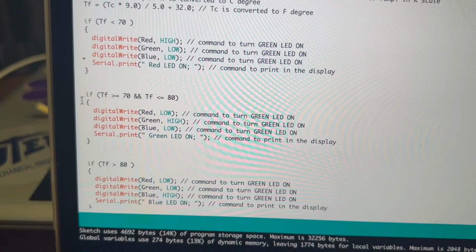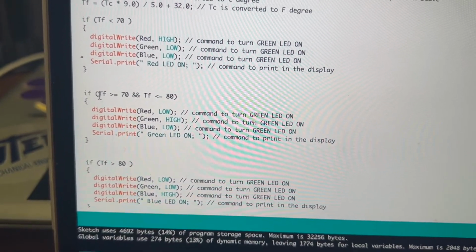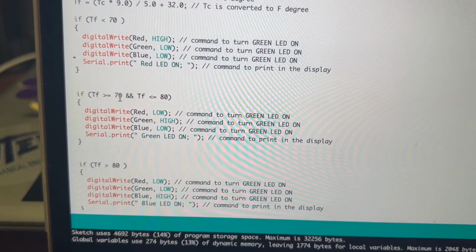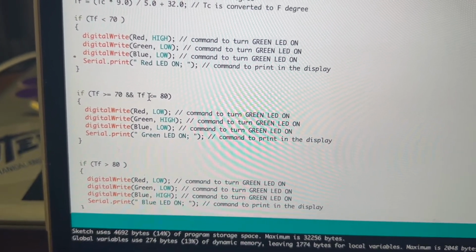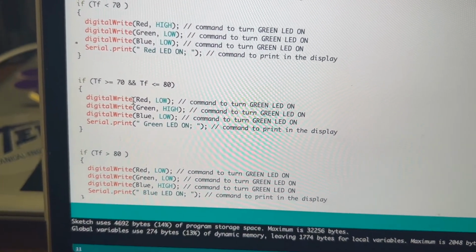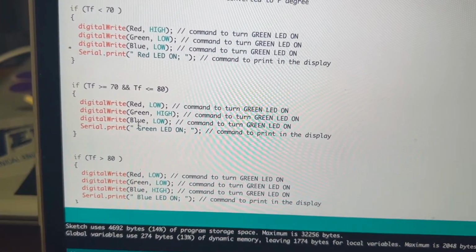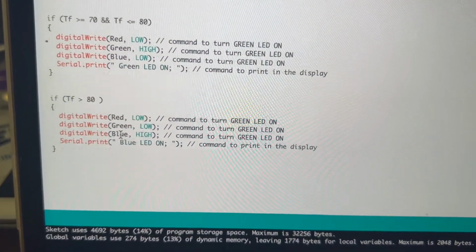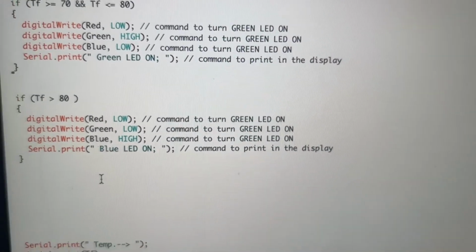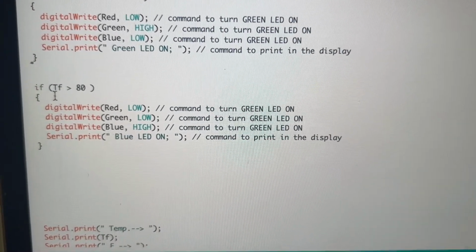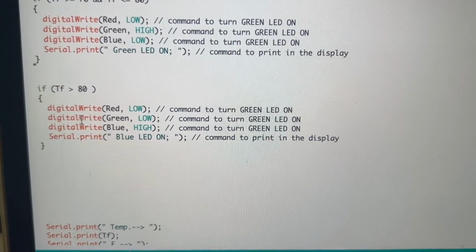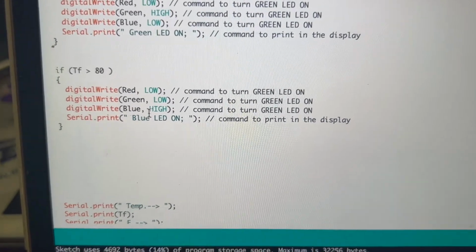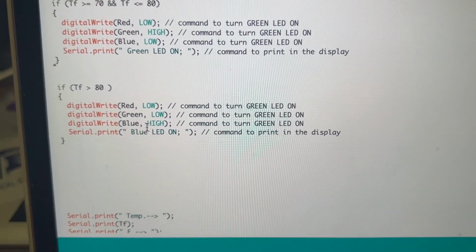And next we have: if temperature Fahrenheit is greater than or equal to 70 and temperature Fahrenheit is less than 80, we have red as low resistance, green as high resistance, blue as low resistance, printing "green LED on". And for the final step, if temperature Fahrenheit is greater than 80, my red will have a low resistance, green low resistance, blue high resistance, which prints "blue LED on".